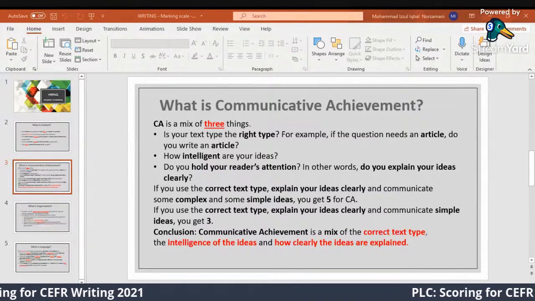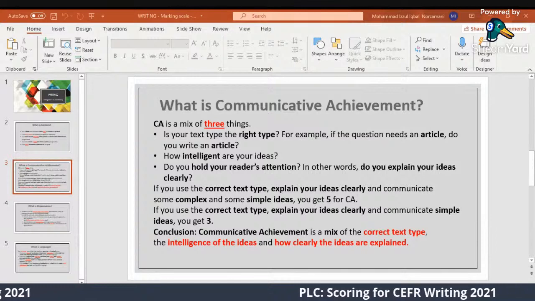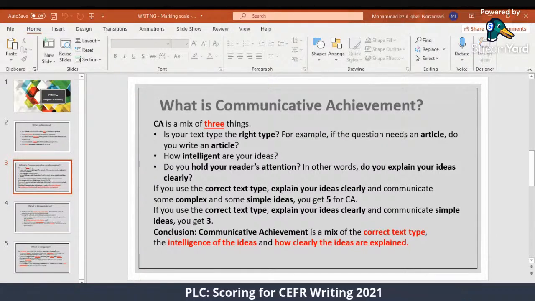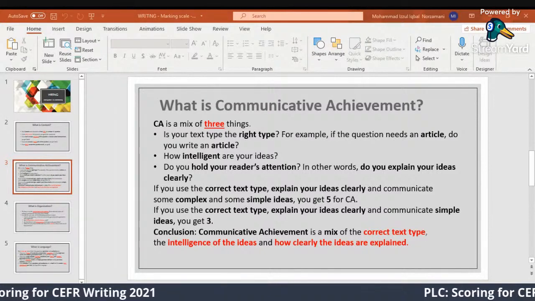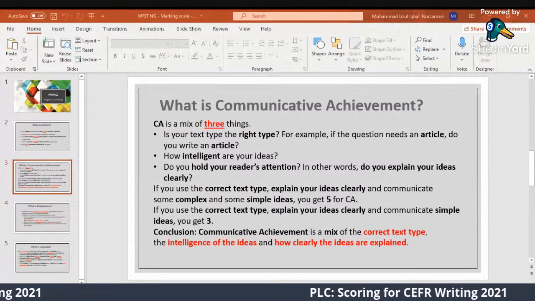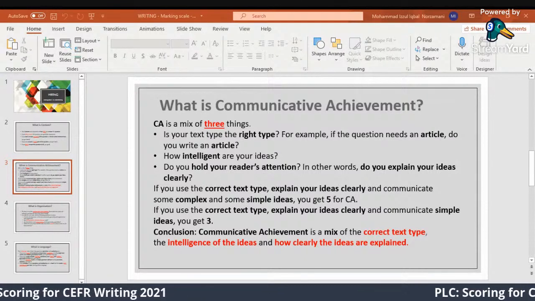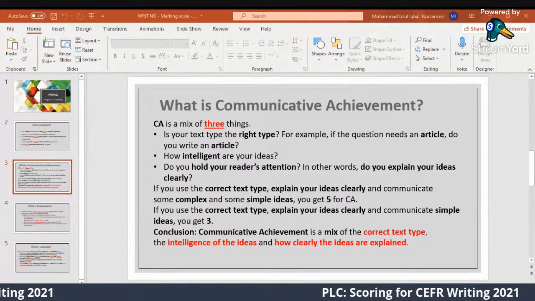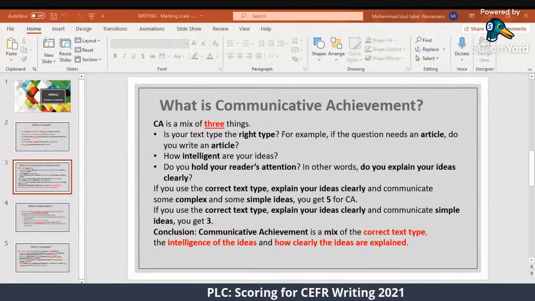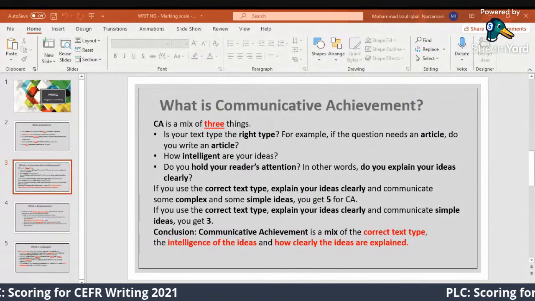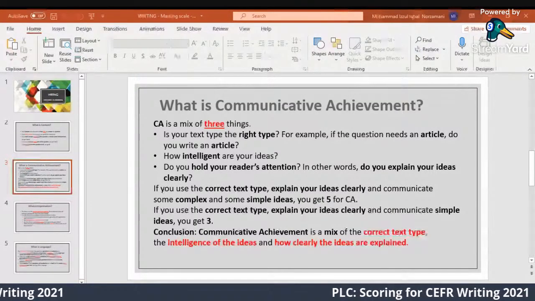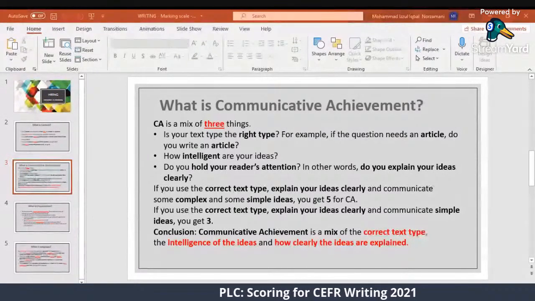Okay, so communicative achievement has three different things. First, it is if it is the right text type. For example, if it's an article, it should follow the convention of an article. And how intelligent are your ideas? Here, it looks at the maturity of the ideas that they put forth. They are not at UPSR level anymore. They have finished PT3, so they're now sitting for SPM. So there should be a level of maturity in their ideas. So that is also under communicative achievement. And finally, if they are able to hold the reader's attention.